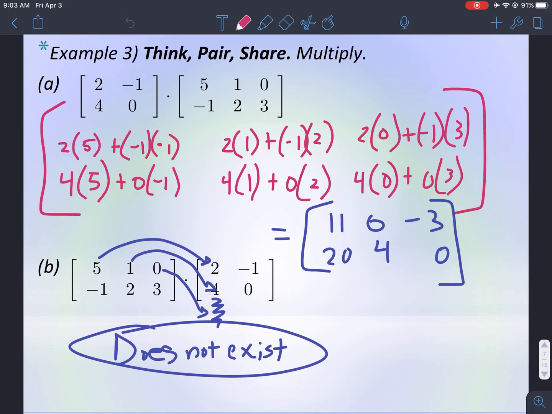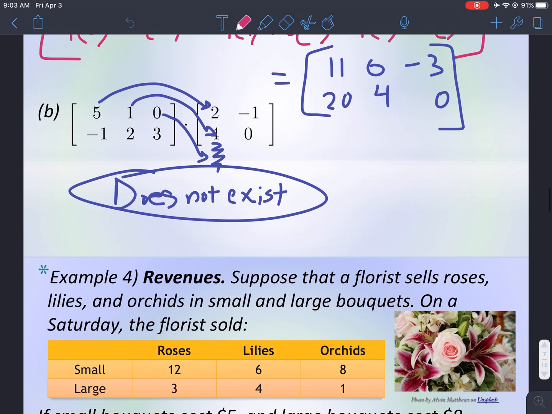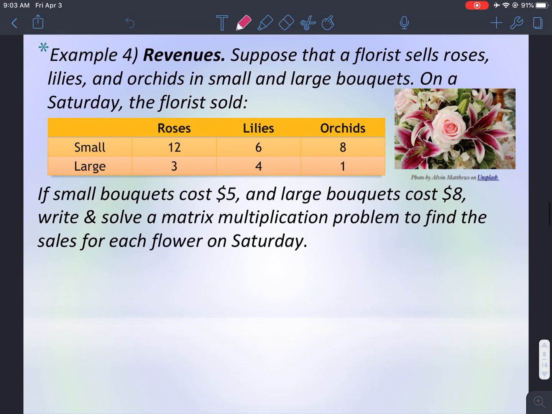Alright, this is PreCalculus Math Analysis, Section 7.2. This is part 2 of the notes. Here's where we left off. We talked about multiplying matrices. The next slide is an application.